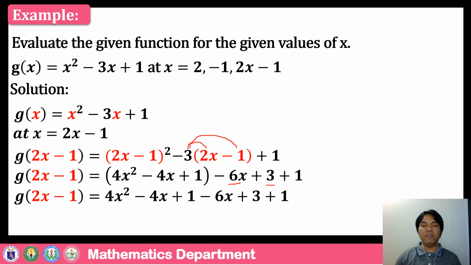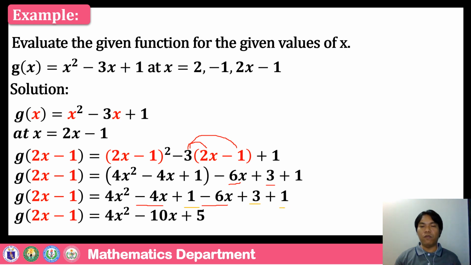Pag atin itong isi-simplify, ko-combine lang natin yung ating mga terms na may parehong literal coefficient o yung sinasabi natin na like terms. So, ang magiging result natin dito ay g of 2x minus 1 is equal to 4x squared minus 10x plus 5. Nagkaroon tayo ng minus 10x dito dahil kinombine natin yung ating negative 4x at negative 6x dahil ito yung mga terms na magkapareho. At yung atin namang positive 1, positive 3, and positive 1 ay atin din kinombine dahil sila din yung tatlong terms na magkapareho. So we have here plus 5.